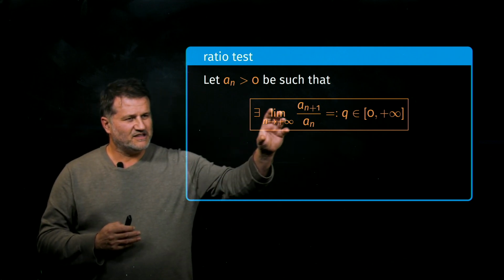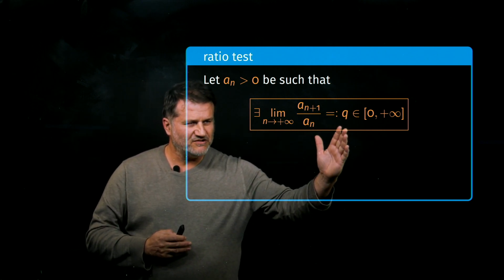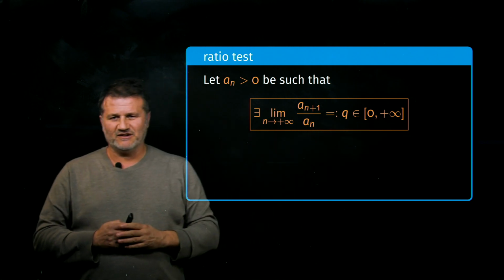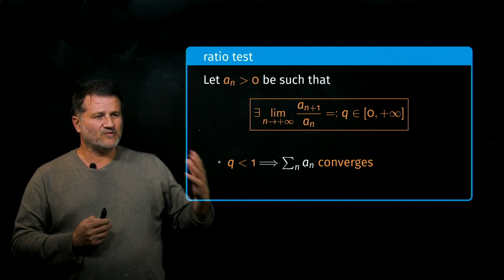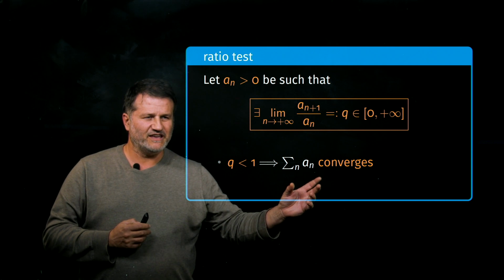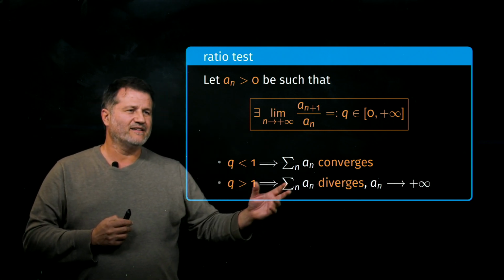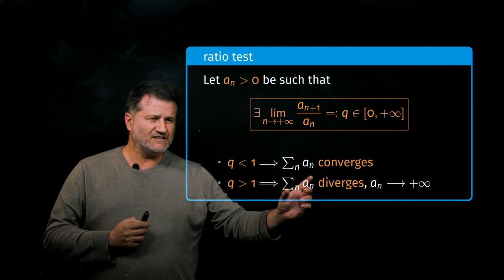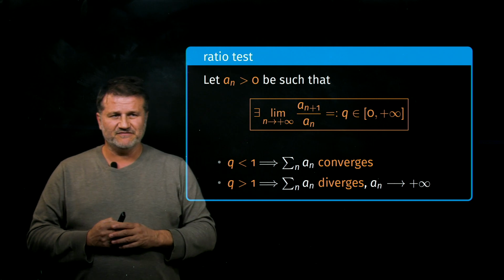Since the limit is a limit of positive quantities, again, it will be in the range from 0 included to plus infinity included. Well, the conclusion is the same. If q is strictly less than 1, the series of a_n is convergent, while if q is strictly greater than 1, then the series of a_n is divergent, and moreover, a_n goes to plus infinity.